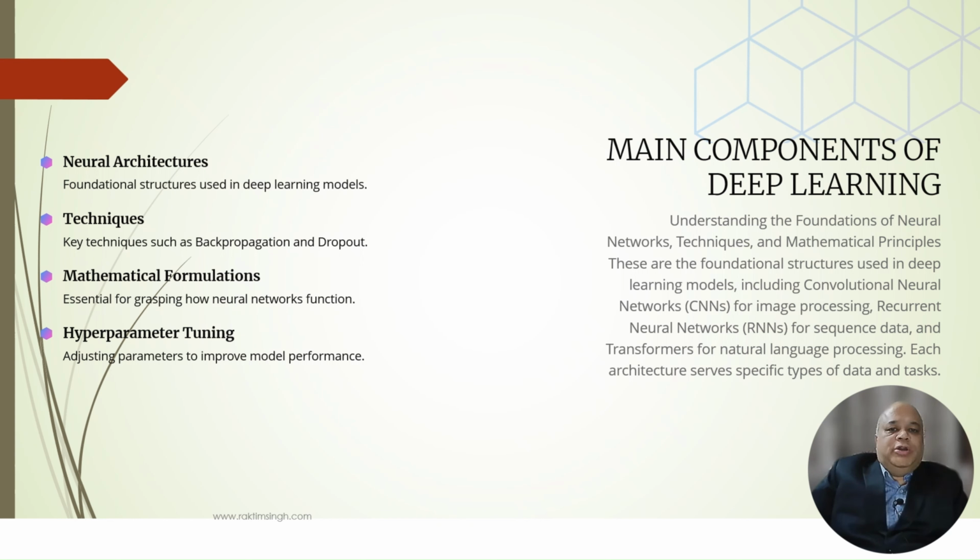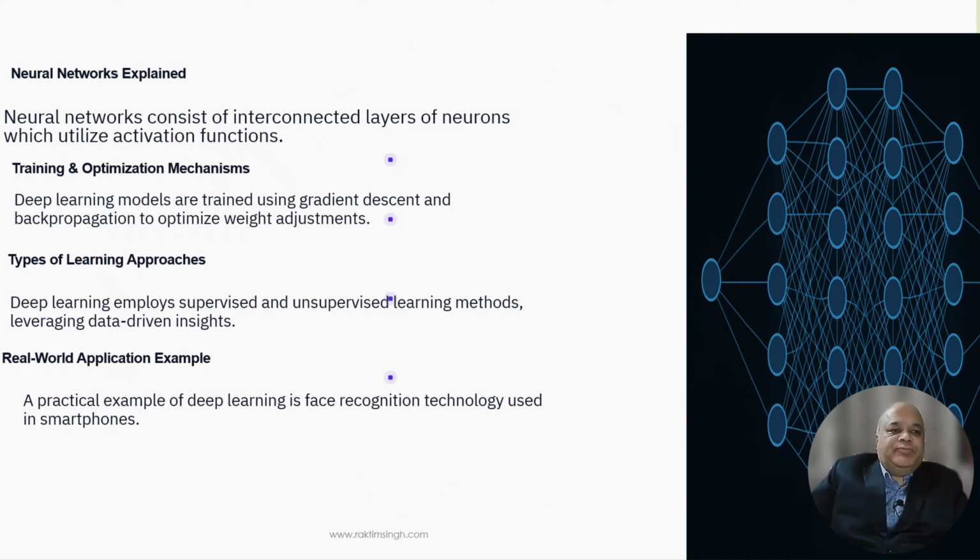This foundational structure includes, apart from the ANN, the CNN, which is used for images, and the recurrent neural network for sequence data, meaning speech, because in that the sequence matters. A then B or B then A change the meaning totally. So the sequence of data is very important. And the transformer is used for natural language processing. Each architecture serves a specific type of data, task, and use case.